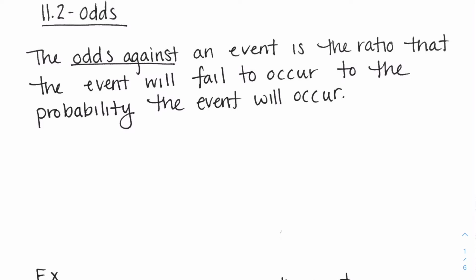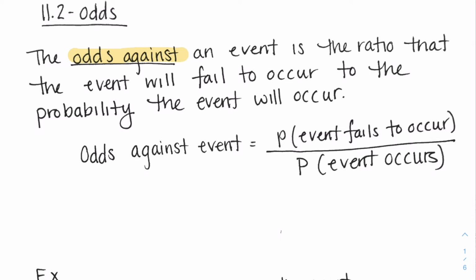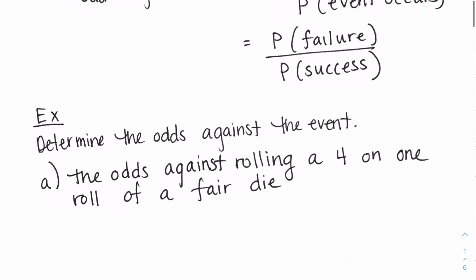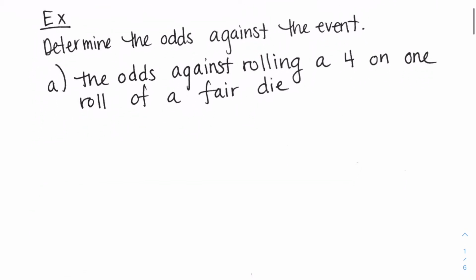So we're going to start with the odds against an event occurring. This is a ratio. It's going to be the probability the event fails to occur divided by the probability the event will occur. So it's a nice simple formula. The odds against the event are the probability the event fails divided by the probability that it occurs. A simpler way to think about that is the probability of a failure divided by the probability of success. So we just need to be able to calculate these two things given whatever specific event we're looking at.